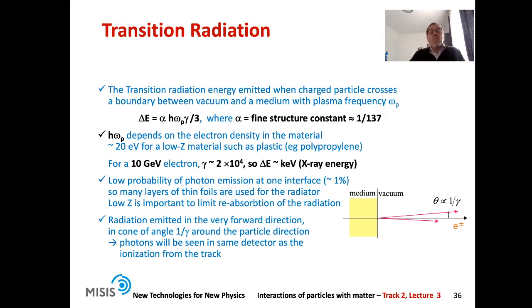The photon emission at one interface has rather low probability, just 1%. So you need many layers of thin foils to be used in the radiator. And usage of low Z is important to limit reabsorption of the radiation. Finally, radiation is emitted in the very forward direction along the particle direction. The angle of the cone is proportional to 1 over gamma. Therefore, photons will be seen in the same direction as ionization from the track. This is of clear advantage.